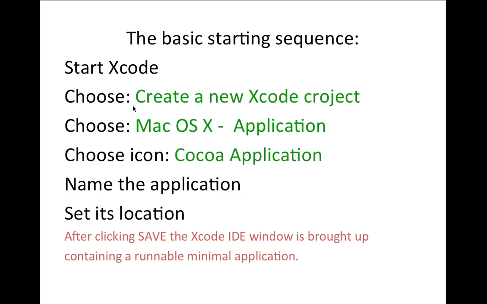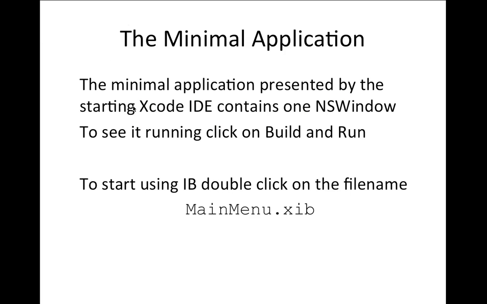We actually have to manually give ourselves an icon on the iPhone route, name the application, set its location, and then after clicking on Save, the Xcode IDE brings it up. So it's brought up, contains a runnable minimal application, a hello world application. So we get the same effect though. So in a Cocoa environment for OSX, we have a minimum application that's hello world, just the same way as we have a minimum application on the iPhone.